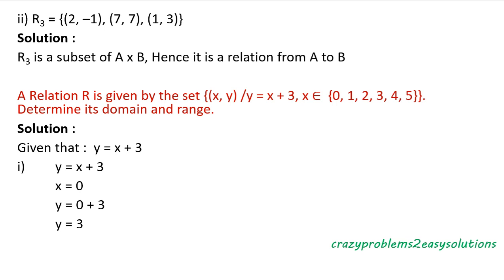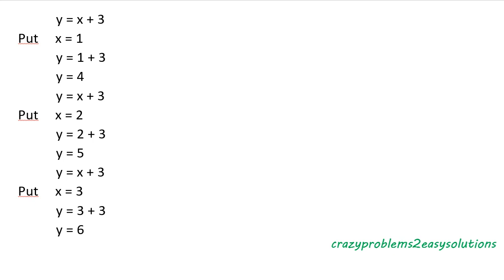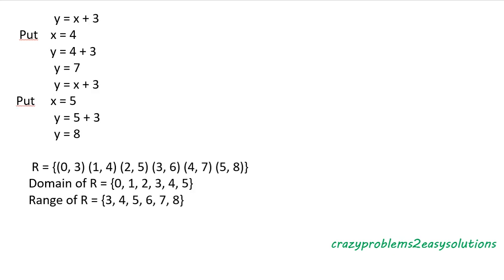Then y = 0 + 3, the answer is 3. Next y = x + 3, we put x = 1, then the answer is 4. Then next we put x = 2, then the y value is 5. Then y = x + 3, instead of x we apply 3, then the y value is 6. Then for x = 4, the y value is 7, and x = 5 means the y value is 8.